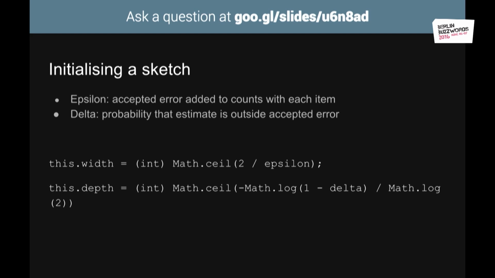And this code is taken from the library that I'm just about to show you. If you plug epsilon and delta into these two equations, then that calculates the width and the depth of the sketch. And we'll have a look at how that changes with the different values in a second. So you kind of understand it, which is good. Let's use it in some code.